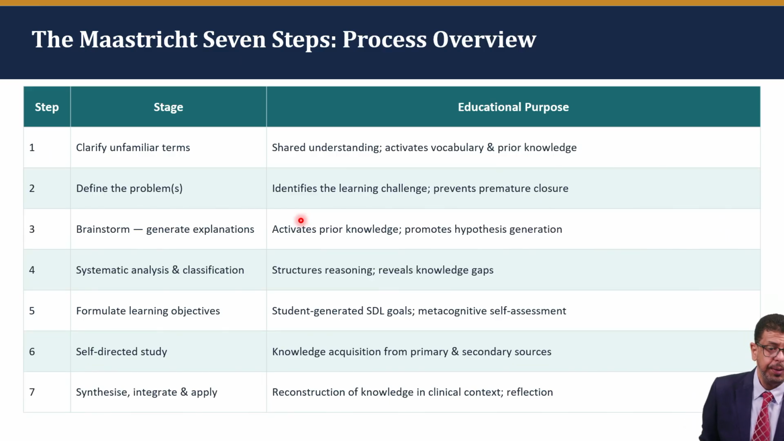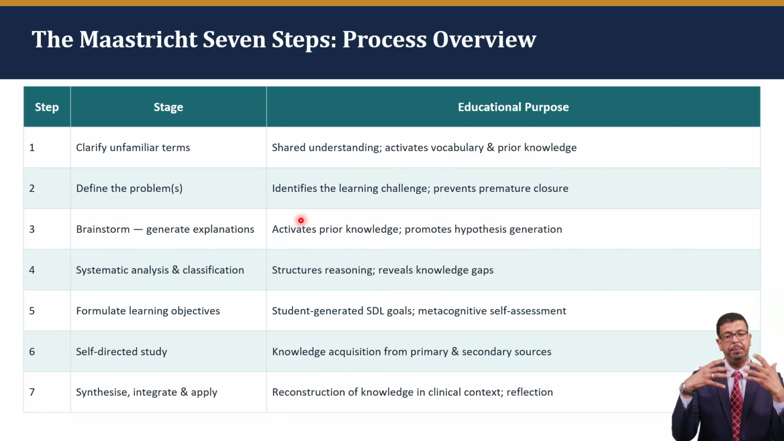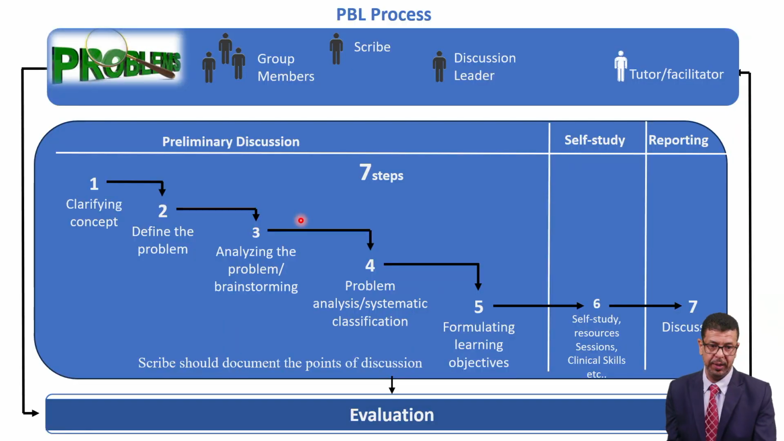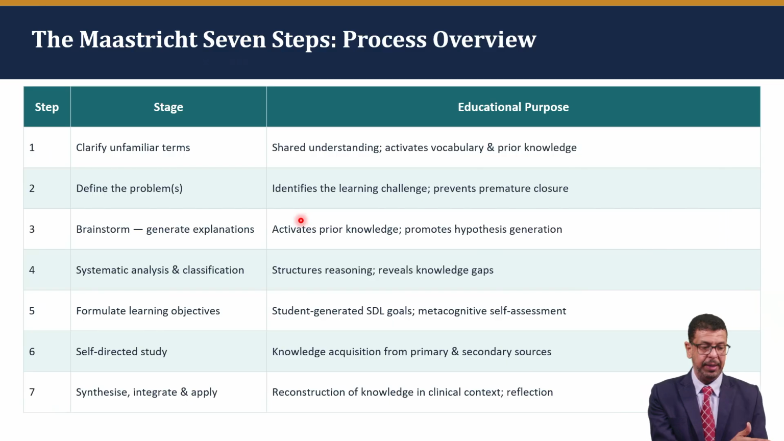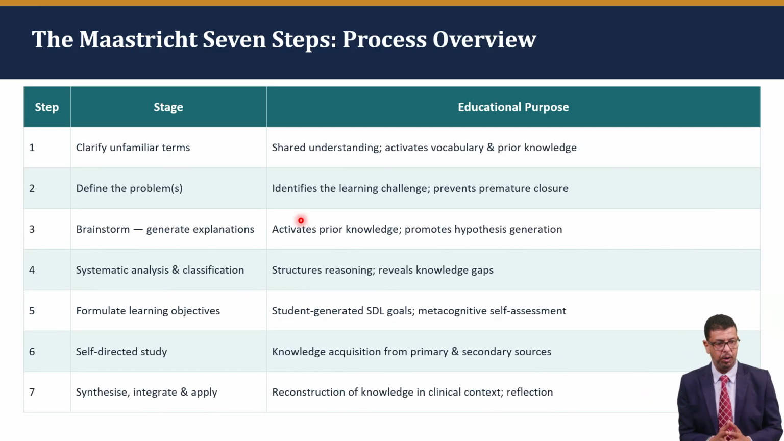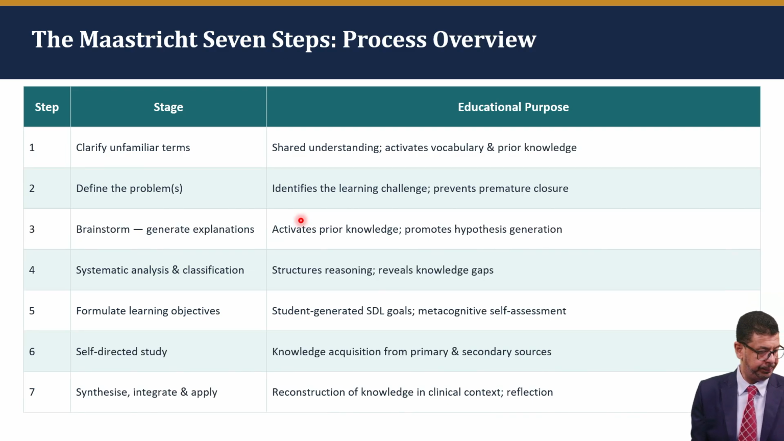Let us now learn the educational purpose of each of the following steps. We have explained here the 7 jumps. Let us now look at the educational value of each one of these. The aim of the first is to clarify the unfamiliar terms. This will help the learner to have a shared understanding and activate vocabulary and prior knowledge.